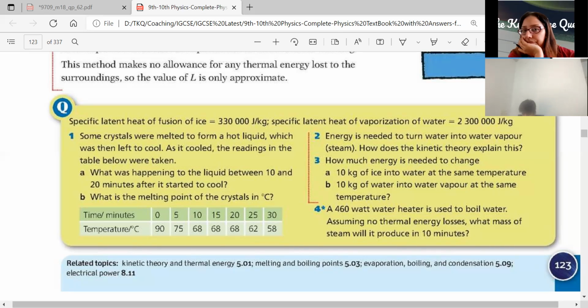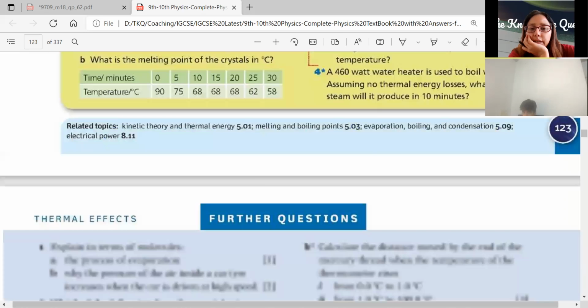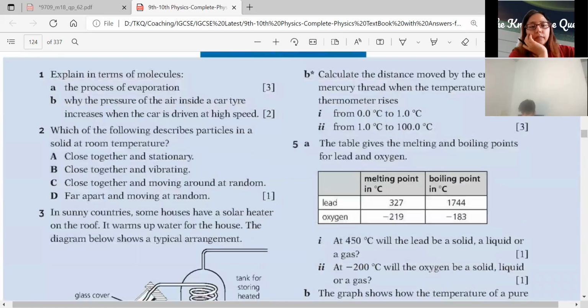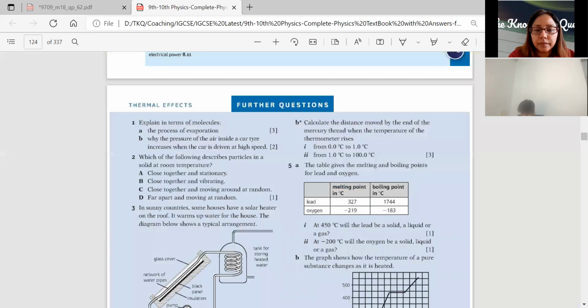460 into 600. 276,000 divided by 230,000, 5 zeros. So your answer is how much? 0.12 kgs. 0.12 kgs will be 120 grams. 120 grams only.